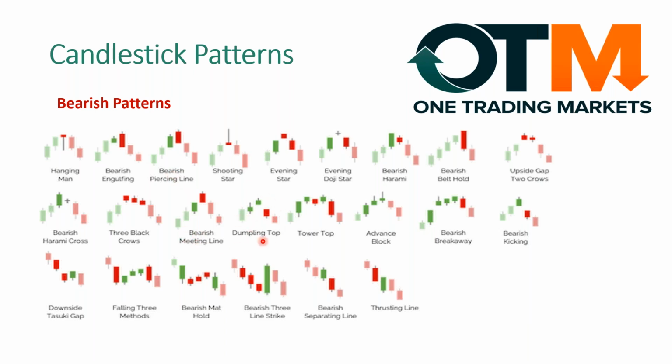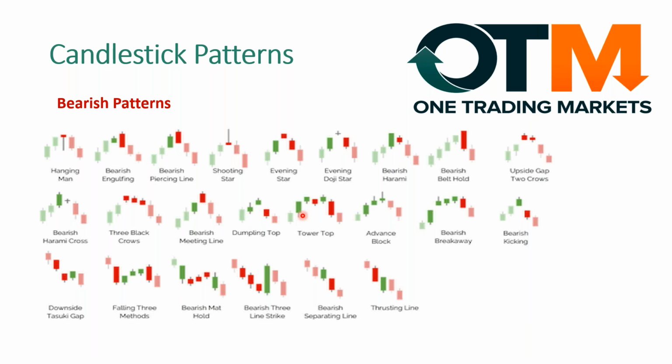Another one is the dumpling top. Let me explain one thing to you guys. A dumpling top is basically a series of small candles varying from up to bottom, up and down. Notice how we start with an uptrend, but it keeps going up and down, up and down. This is what we call a dumpling top.